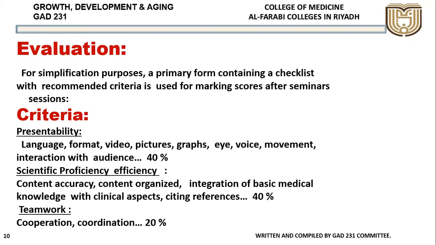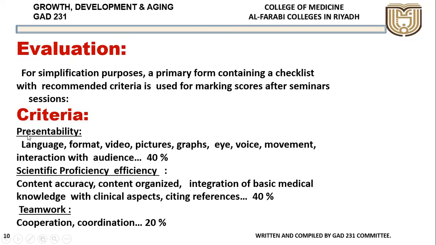So then coming to how do we assess you? Once you present, what are the things we'll take care of? That is called evaluation. For simplification of purpose, a primary form containing a checklist with recommended criteria is used for making the score. So we have criteria, there is a complete sheet on which we will mark the student's performance. So these are the criteria.